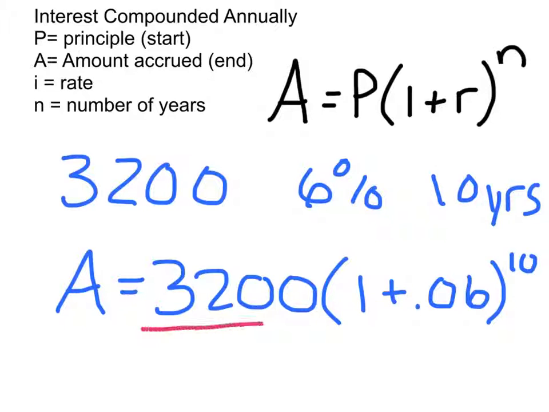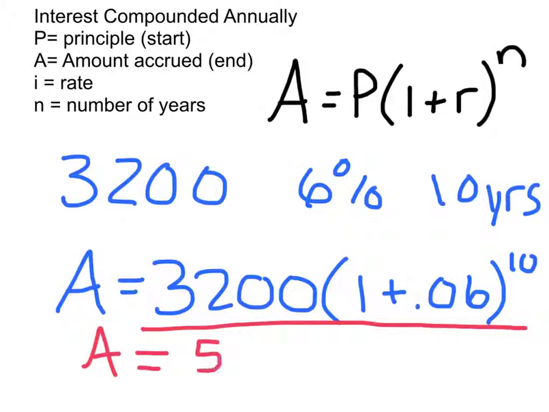You're going to type this line into the graphing calculator exactly like it looks. And the answer, if you'd like to verify it with your own calculator, is $5,730.71.